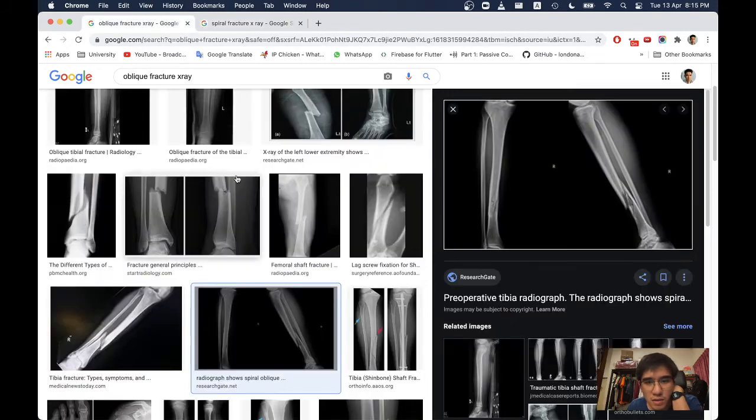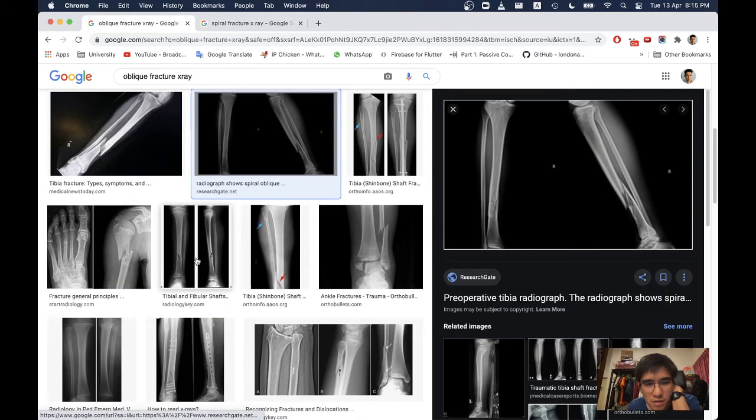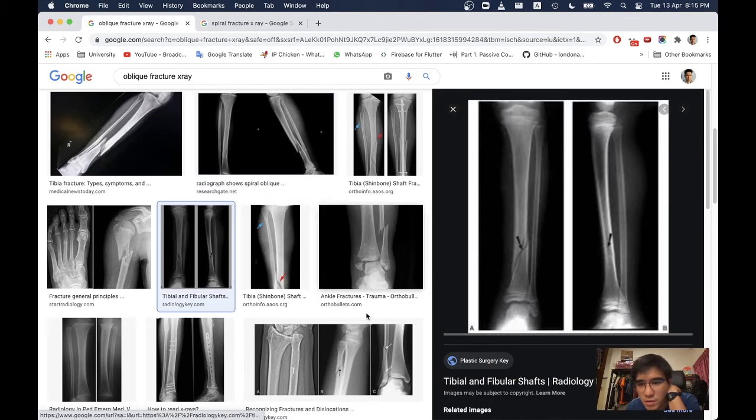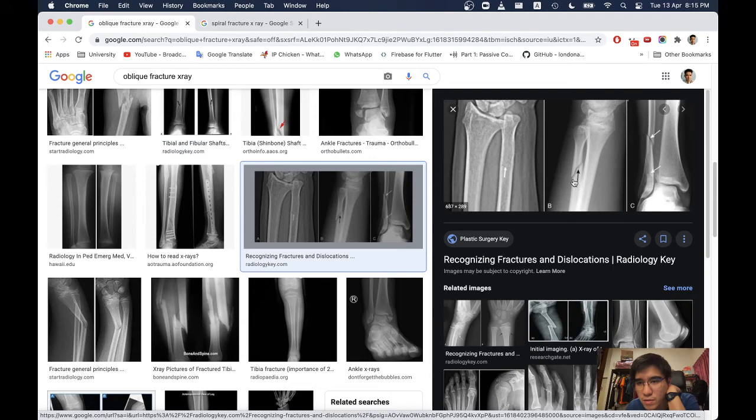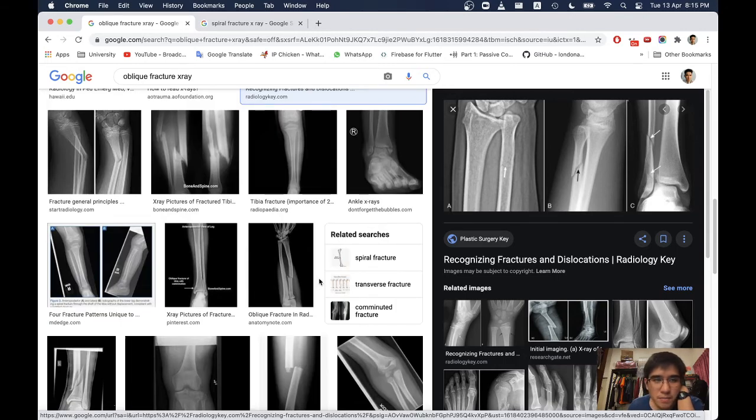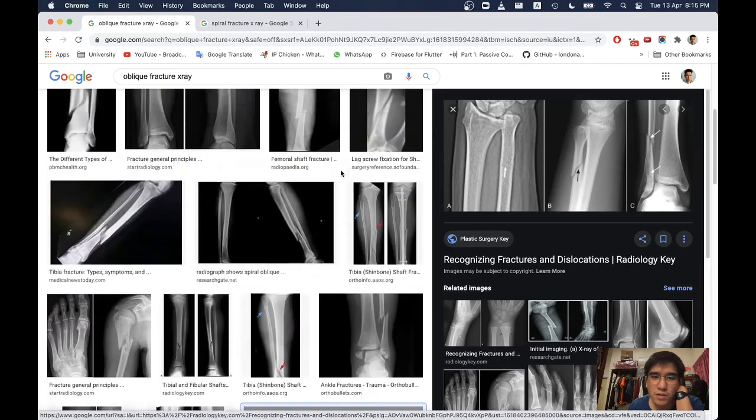And then if you see an oblique fracture, let's look at this one. It's just one side to the other side. It doesn't come back. That's an oblique fracture. It's one side to the other side. Oblique fracture. This looks like a transverse fracture. Okay, so that's the difference between spiral, oblique, and transverse fracture.